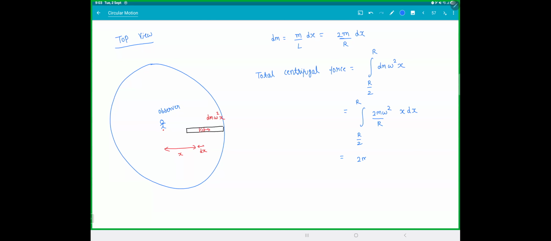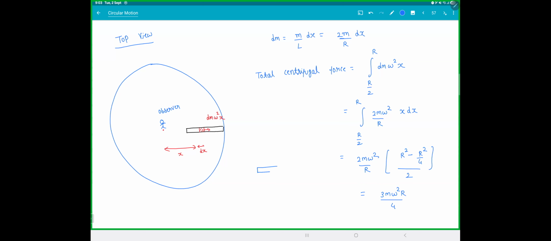This would be 2m omega square by L, and the integral of x is x square by 2. So we get L square minus L square by 4, divided by 2. I skipped a step there. The 2 will cancel. You end up with 3m omega square L by 4. This is your total centrifugal force.